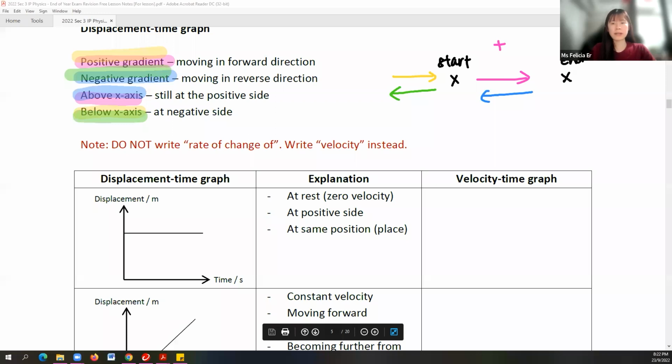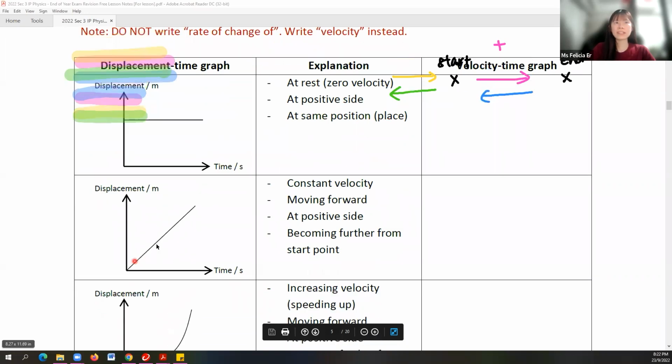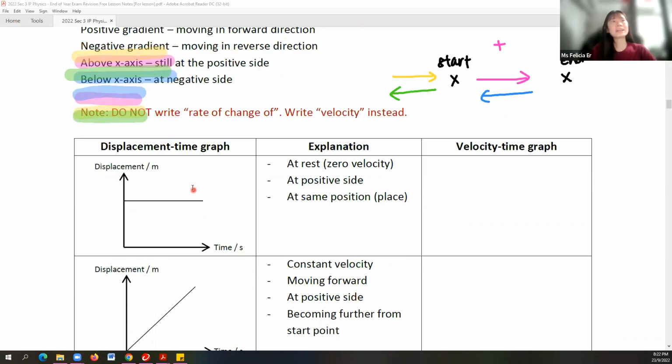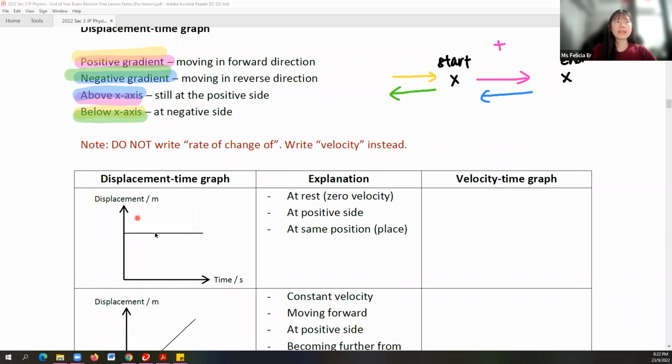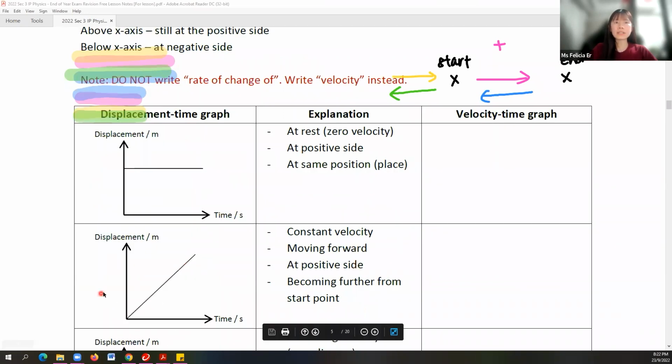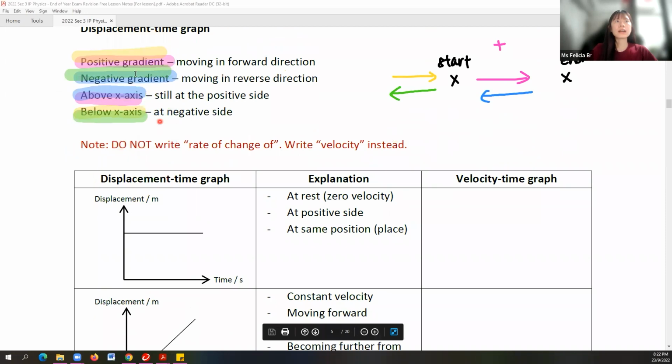Okay, sure, I'll repeat for Ayana. So you follow the color code. If the graph has a positive gradient, you know a positive gradient is like an upward sloping line. If the graph is above the x-axis with a positive gradient, that means the object is moving forward and still at the positive side. Based on the start point, if you are nearer to the end point, we will say that it is positive.